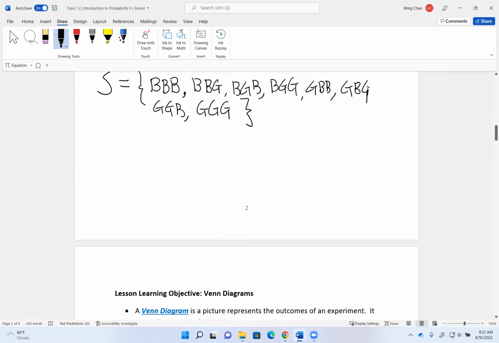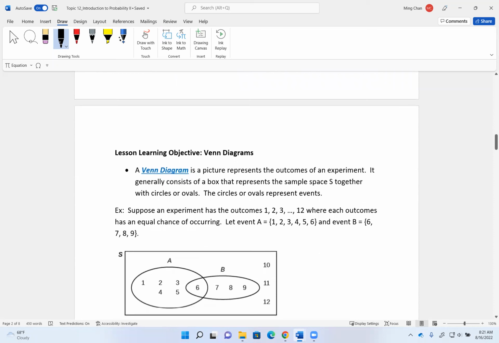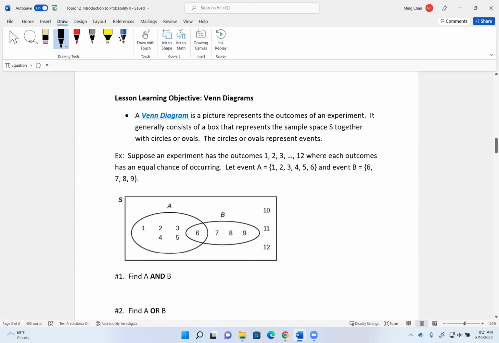Sometimes in probability and statistics class, you will run into something called a Venn diagram. A Venn diagram is a picture representing the outcome of an experiment. It generally consists of a box that represents a sample space, just like this example right here. The big box is a sample space, using the letter S, together with circles or ovals inside of it. And the circle or the oval represents an event. So here I got 2 events, A and B.